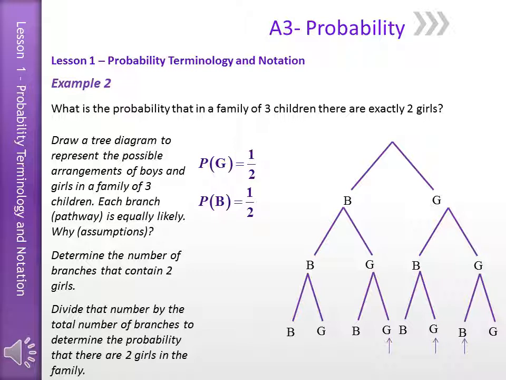So first we want to determine the number of branches that contain 2 girls. So if we notice the branch boy, girl, girl has 2 girls, the branch of girl, boy, girl, and the branch of girl, girl, boy. So we have 3 possible branches. Now, we have 8 total outcomes in this arrangement, so our final probability would be 3/8.